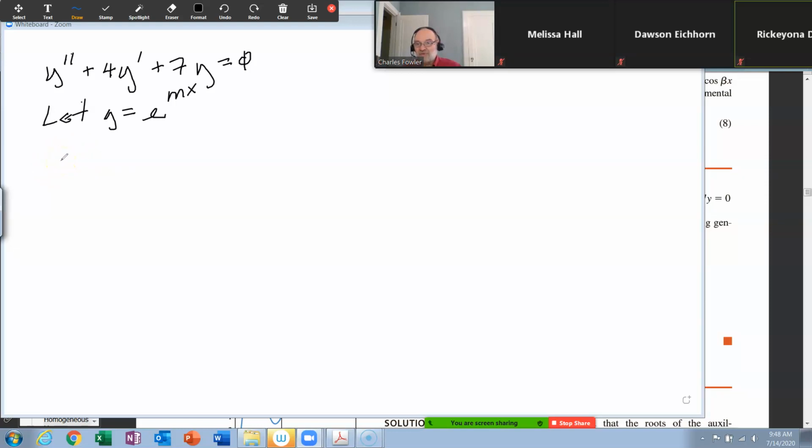Auxiliary equation. You could take derivatives of it, plug in, but you know what it's going to turn out to. It's going to turn out to m squared plus 4m plus 7 equals 0.